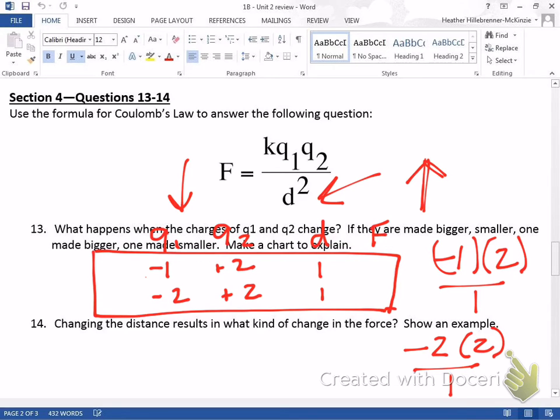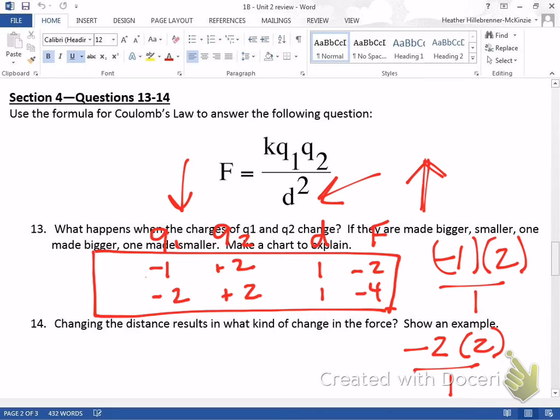What numbers do we get there? -2 and -4. So which one has the greater force? Well, the greater force is the -4 in this case, because the more you increase that charge, the greater their force is going to end up being. Okay? We don't really worry about the positive or the negative in this case.